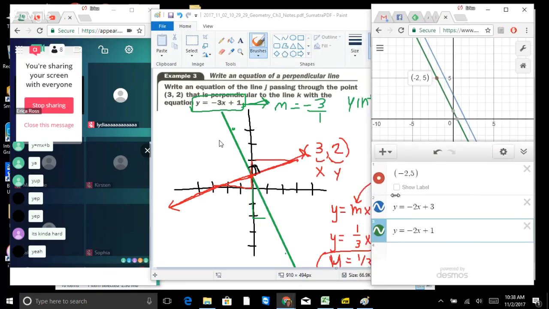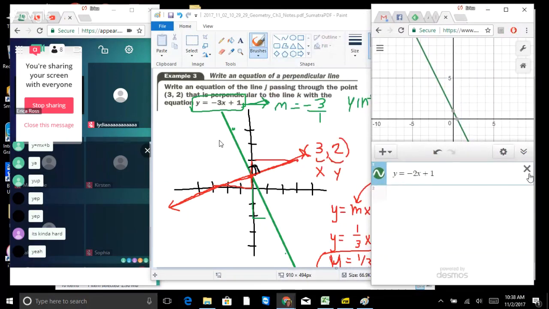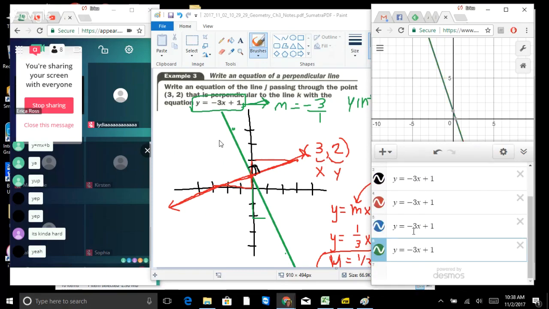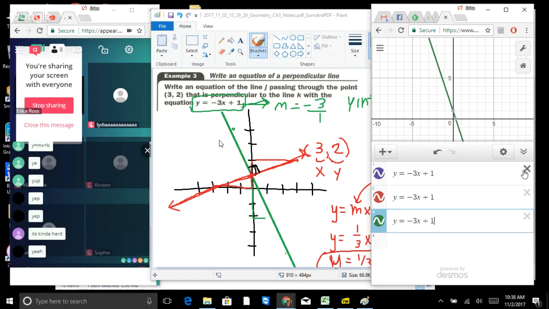Okay. So the original line, right? The original line was y equals -3x plus 1. I want to change you to green. Let's see. I keep typing it. Maybe I'll get a green one. There we go. I color coordinate here. Okay. So my original equation was y equals -3x plus 1. That was my green line, right?